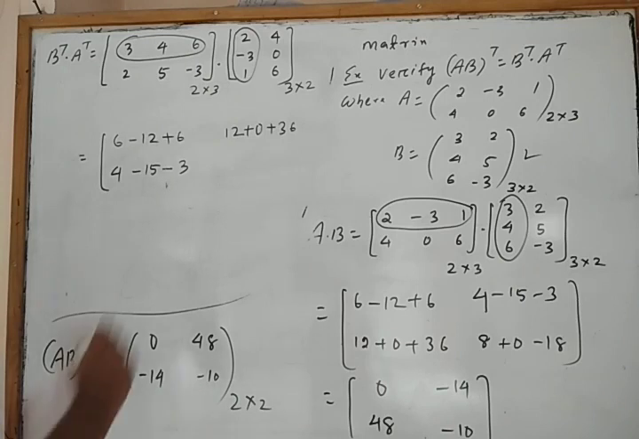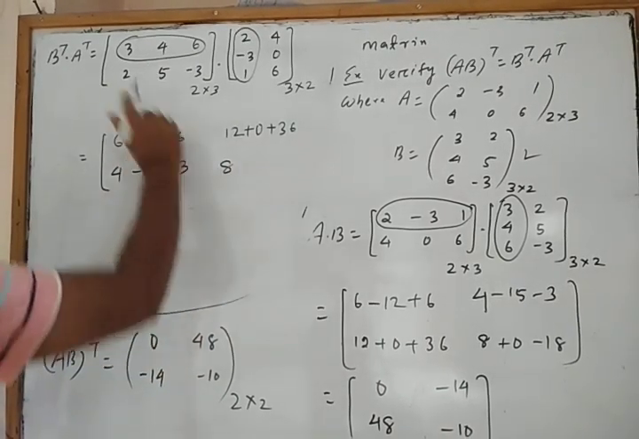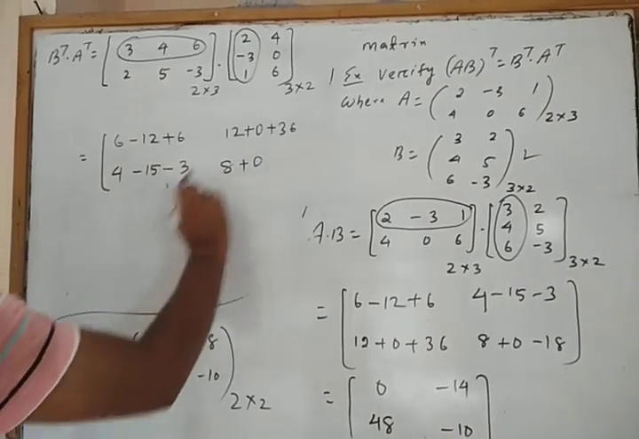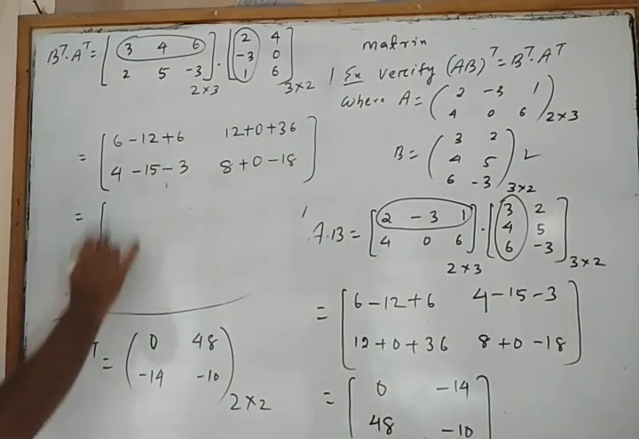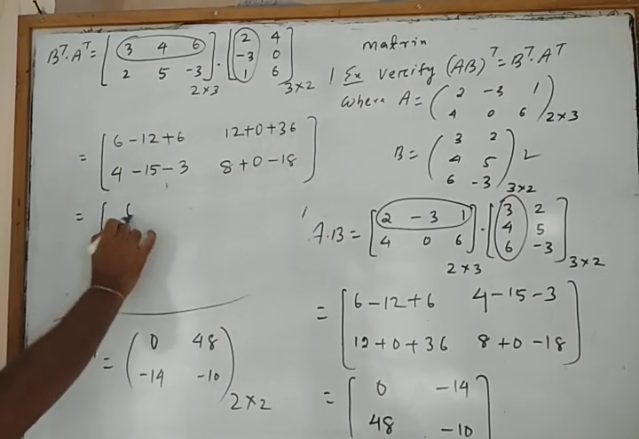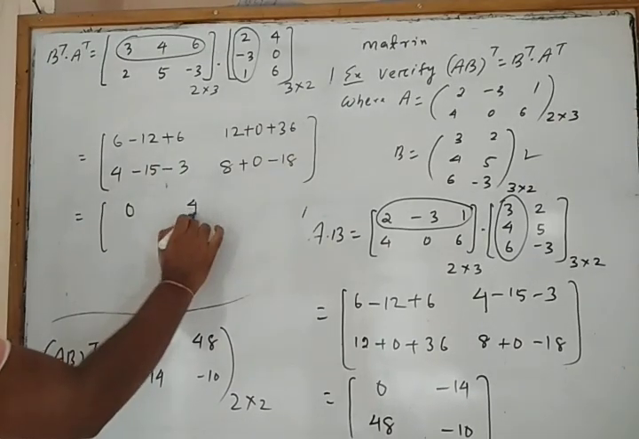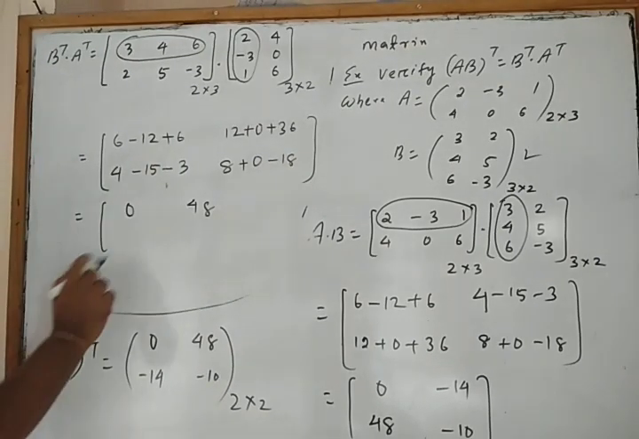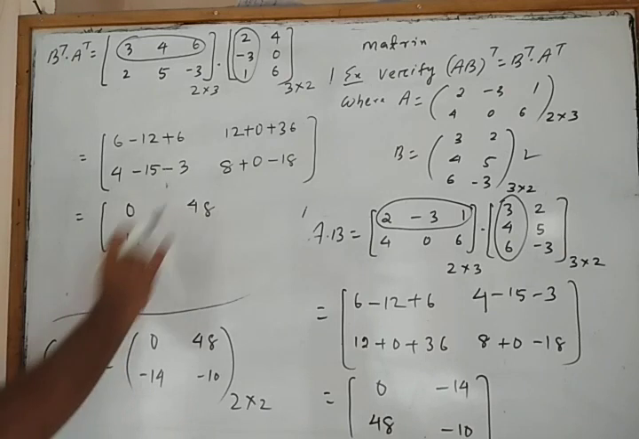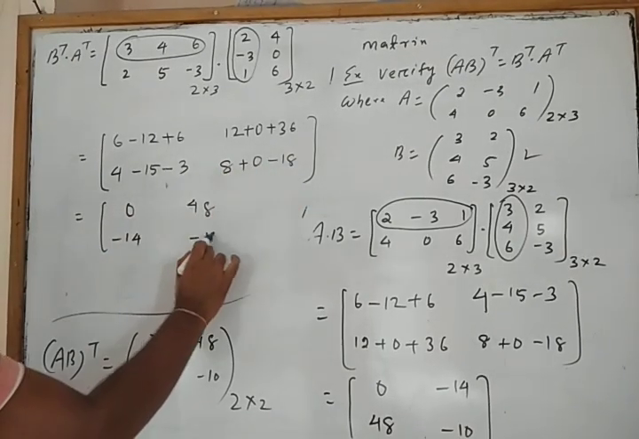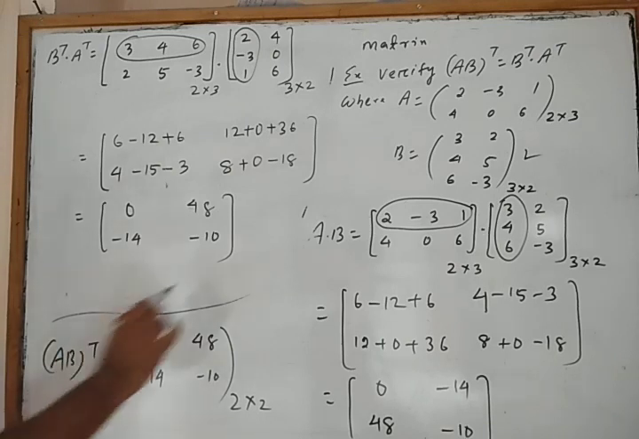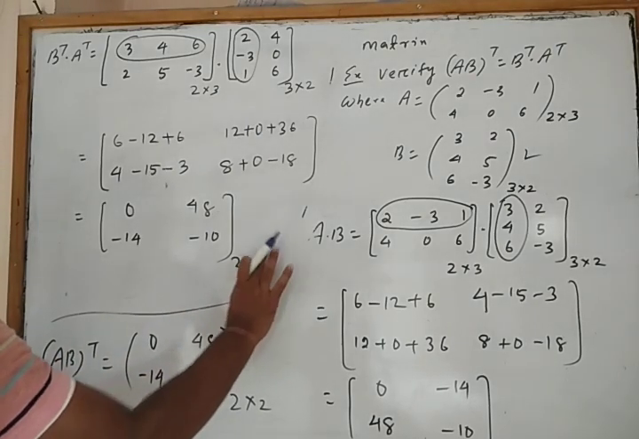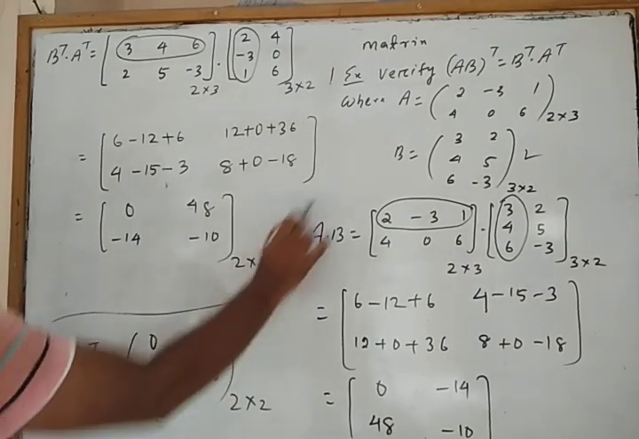Multiply: 2 into 4 is 8, 5 into 0 is 0, minus 3 into 6 is minus 18. So 6 plus 6 is 12, minus 12 is 0. Here 12 plus 36 is 48. Then 4 minus 18 is minus 14. Then 8 minus 18 is minus 10. And clearly its order is also 2 cross 2.